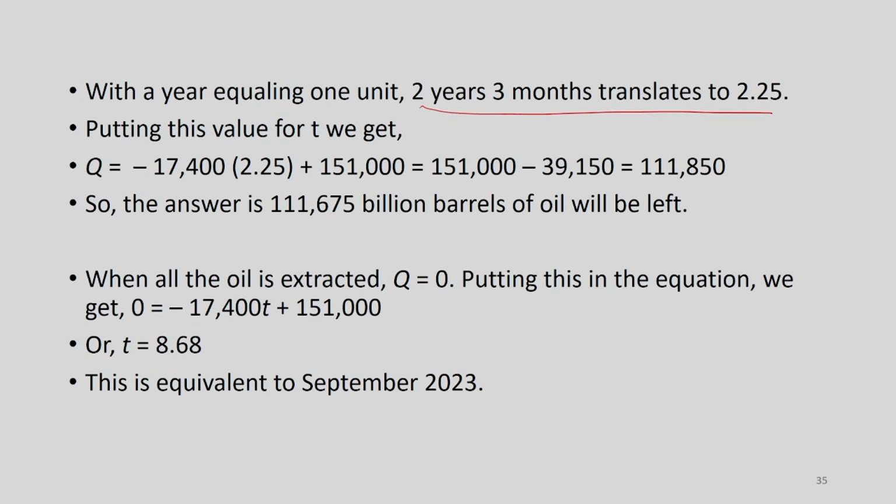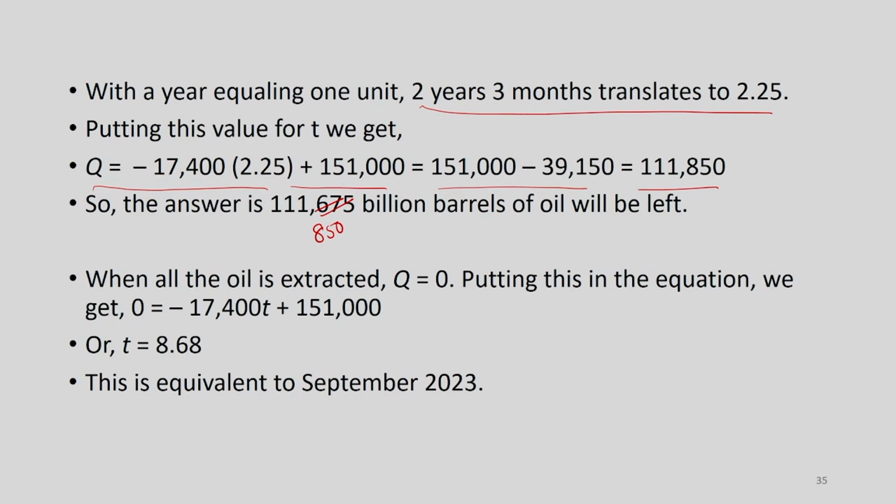So, we have to put T is equal to 2.25 in the equation that is given to us, and after that we have to simplify it, and it turns out to be 111,850. Sorry, this should be 850. 111,850 billion barrels of oil will be left.